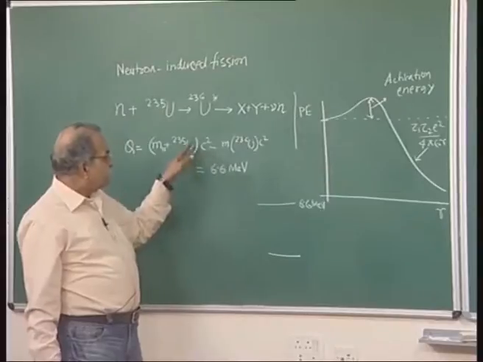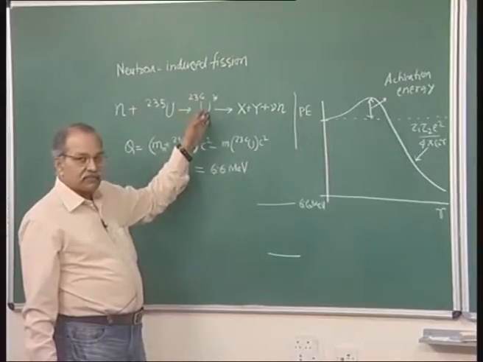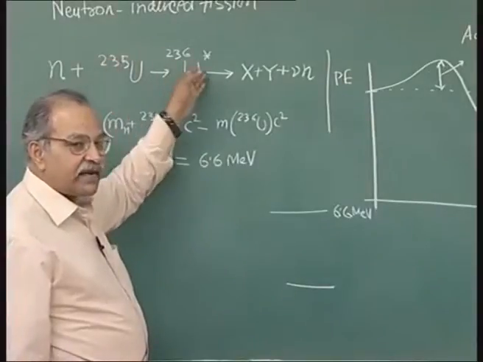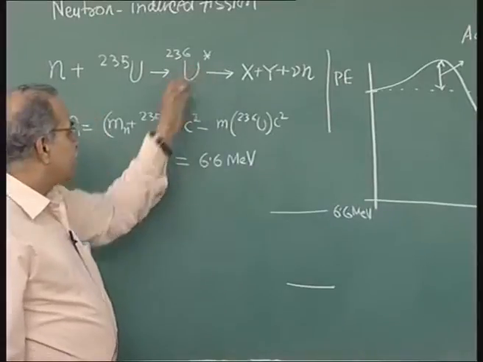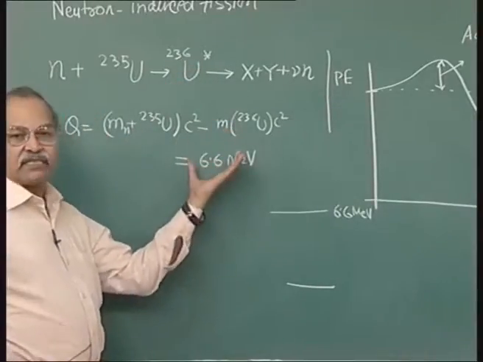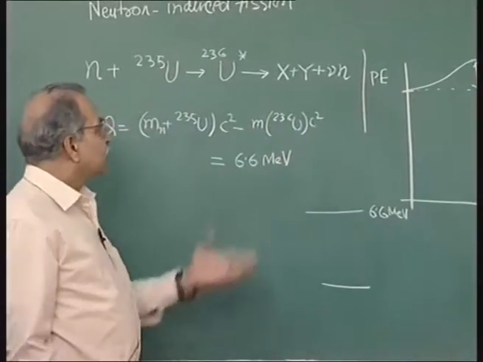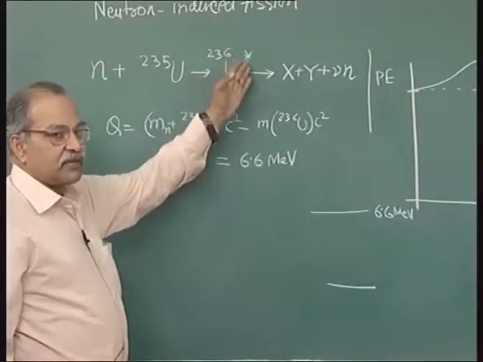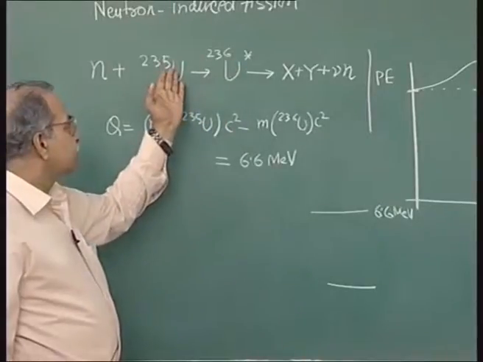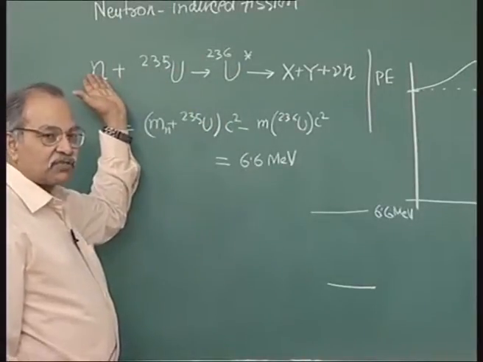So, when this uranium 236 is formed, because of this increase in binding energy, because of this reduction in rest mass, that much energy is there. Where does it go? It does not go into the kinetic energy of this part, because this is at rest. This we are sending with almost zero energy.